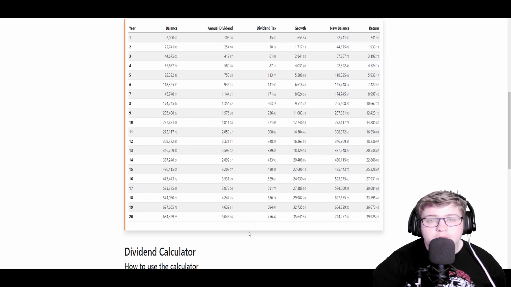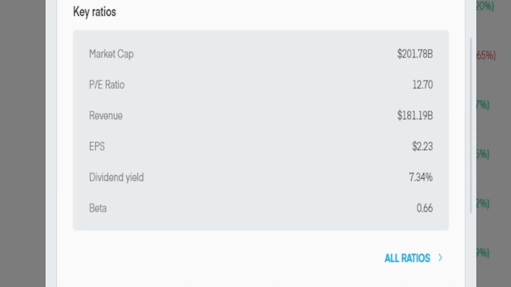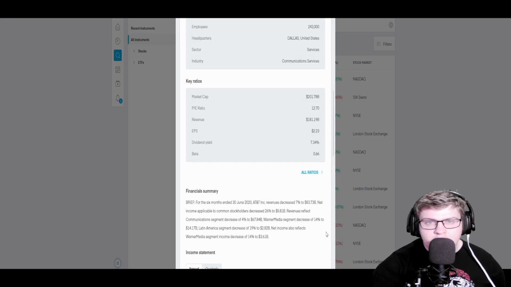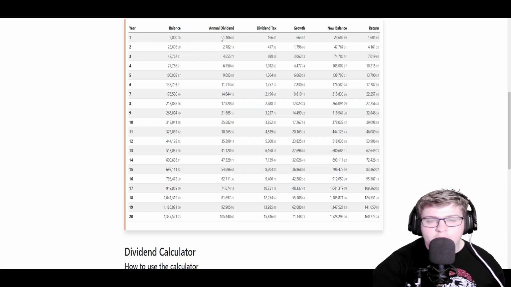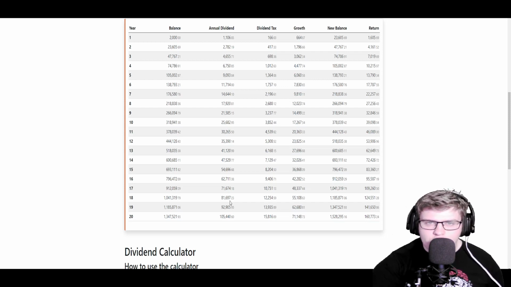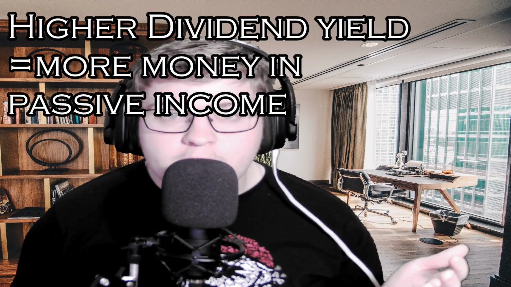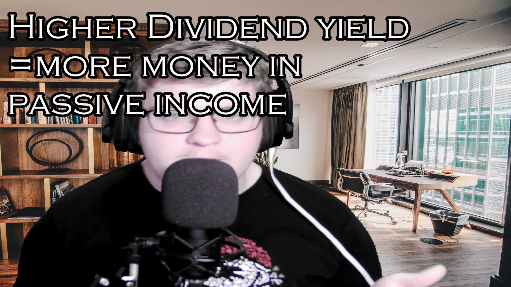Whereas you oppose this to a company like AT&T, where AT&T has a dividend yield of 7.34%, so when you plug this into the calculator, you can see the annual contributions are quite substantial after 20 years. Now obviously this was not entirely accurate, as you'll have the growth of Apple which AT&T wouldn't have, but this just gets you the understanding of how dividend yields work. So now we know that the higher the dividend yield, the more money you'll get in passive income.